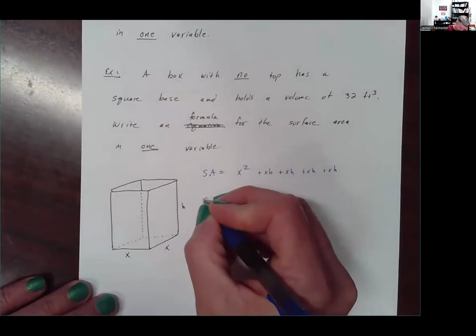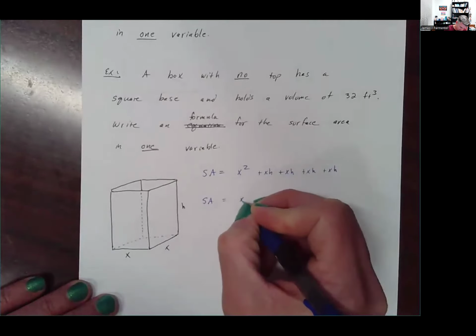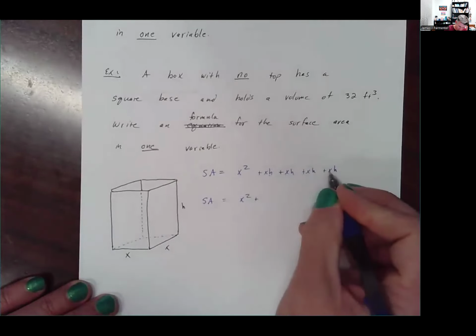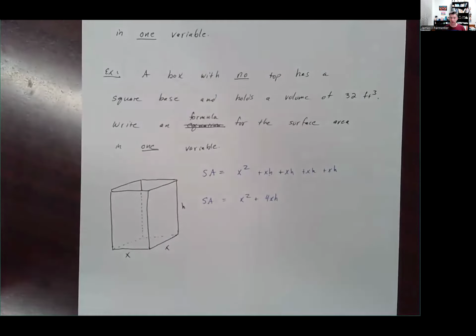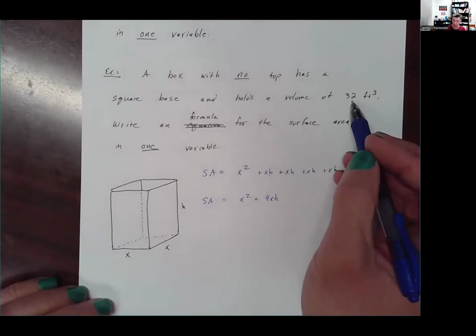We can definitely simplify this and write it as surface area equals x squared plus 4 times x times h. The problem with this formula is that it has two variables, x and h. And I really want to be able to write it in terms of one variable. So what we need is some sort of constraint or defining piece of information. In this case, it's that the volume of the box is 32 cubic feet.